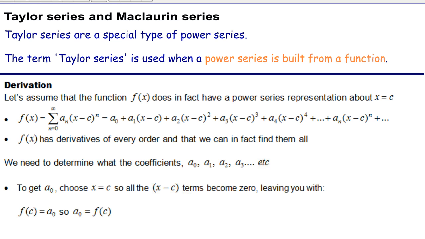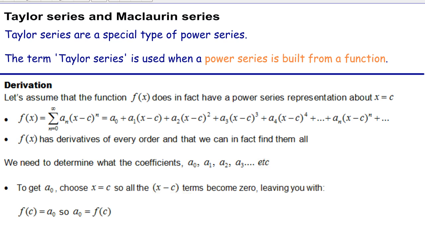So f of x has derivatives of every order. Like we looked at in the previous video, you can find derivatives of any power series, so long as the conditions of the interval of convergence are met. Now, we need to determine the coefficients a0, a1, a2, a3, and so on and so forth.